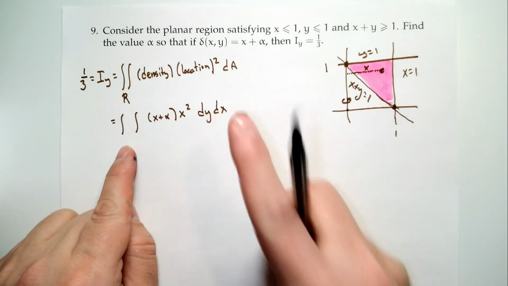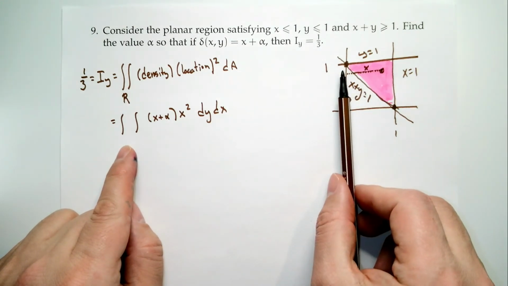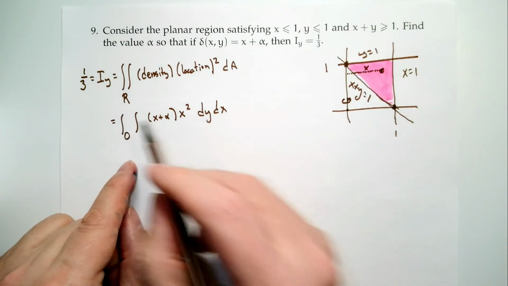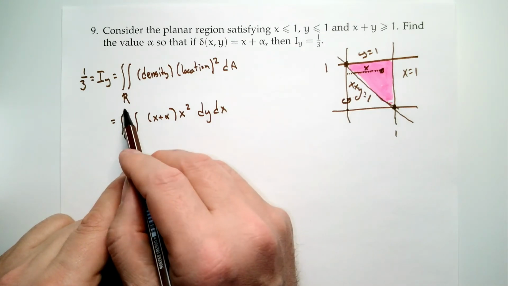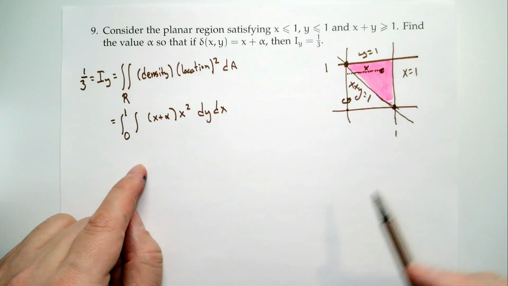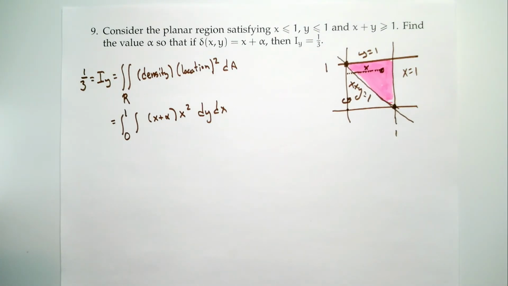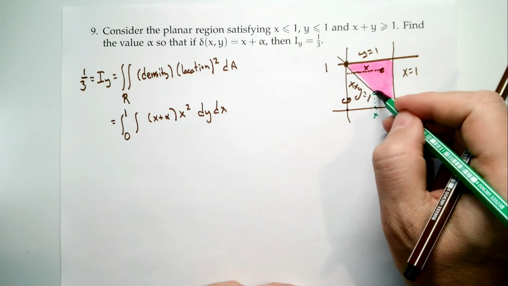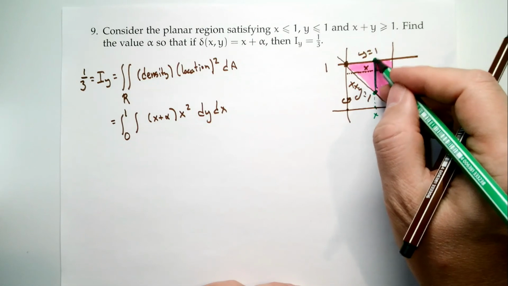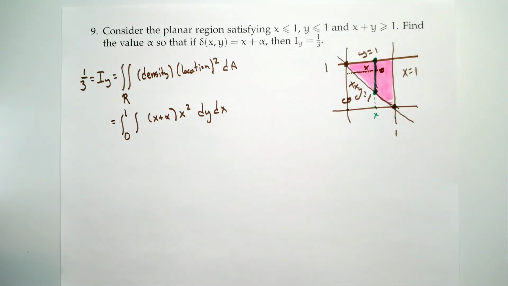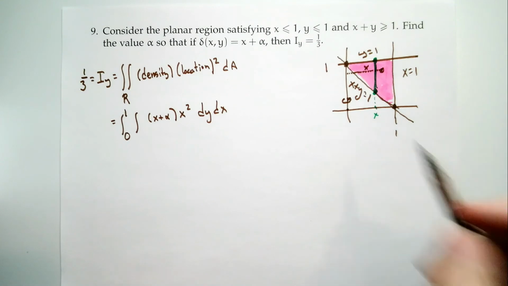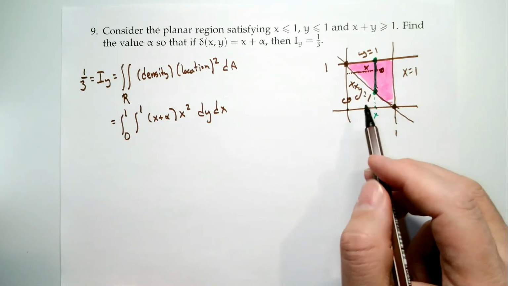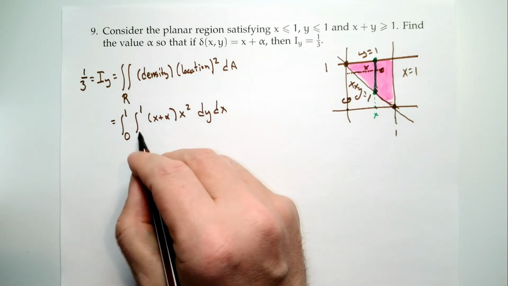Where does x go from? In other words, what's the smallest value of x? What's the largest value of x? The smallest value is 0, and the largest value is 1. Now, suppose I've picked my x, so here's my x. Now, where does y go between? Well, I'm going to go from this line up to y equals 1. What's this line? Well, solve it for y, it's 1 minus x.